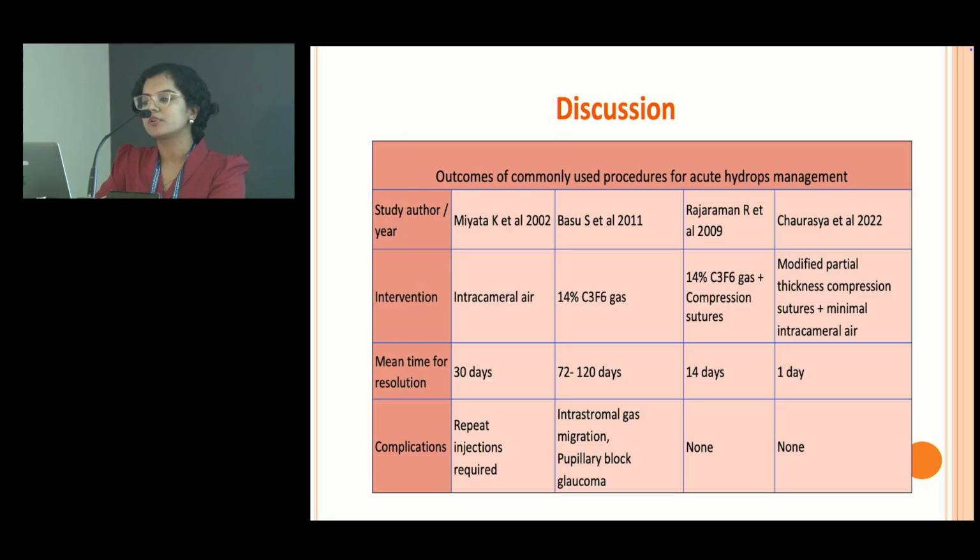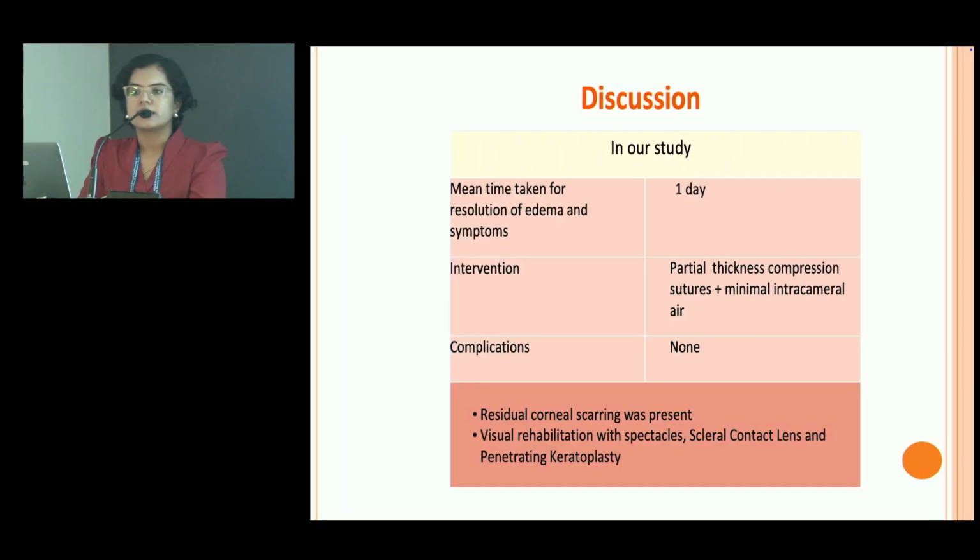A few studies have been done previously on the outcome of commonly used procedures for acute hydrops management, and out of them, in a study by Sunita Chaurase et al. in 2022, using modified partial thickness compression sutures and minimal intracameral air injection, the mean time for resolution was found to be 1 day, and no complications were found. Similarly, in our study, using the same intervention, the mean time taken for resolution of edema and symptoms was also found to be 1 day, and no complications were found. Residual corneal scarring was invariably present in all the patients, and they were all visually rehabilitated either with spectacles or scleral contact lenses or penetrating keratoplasty.